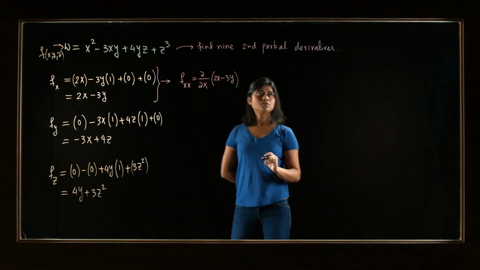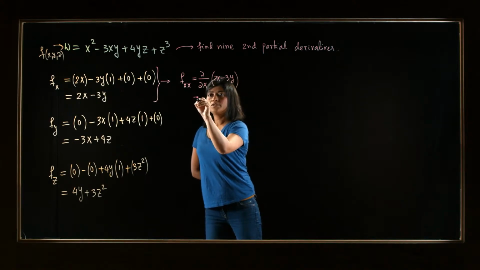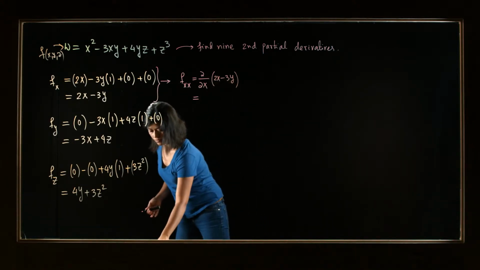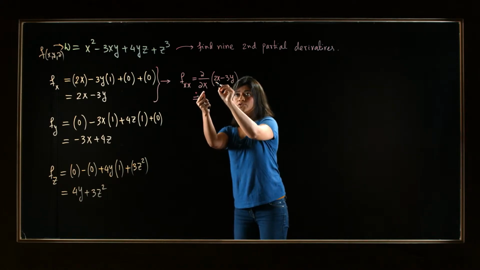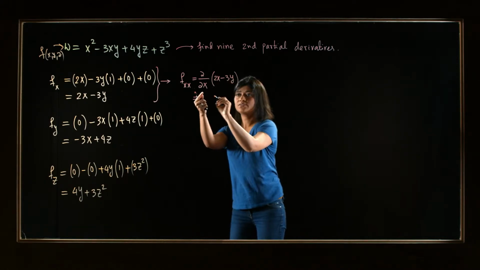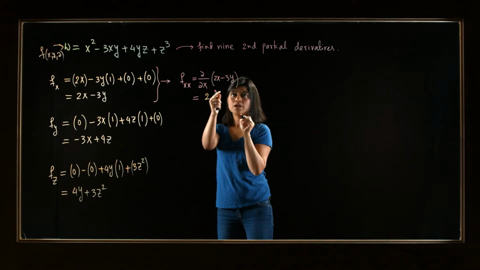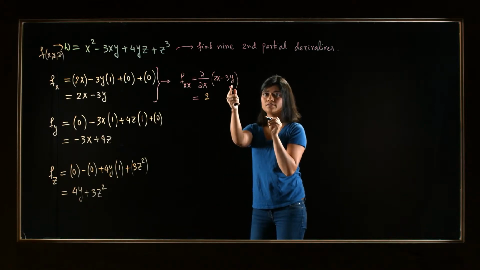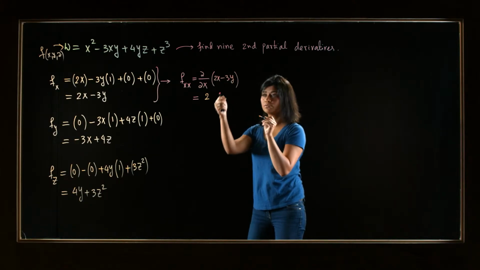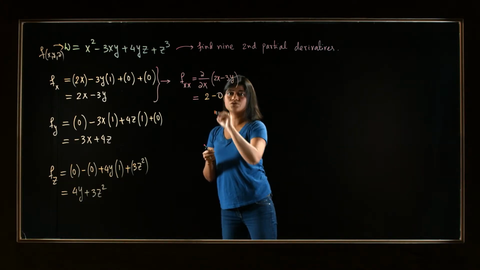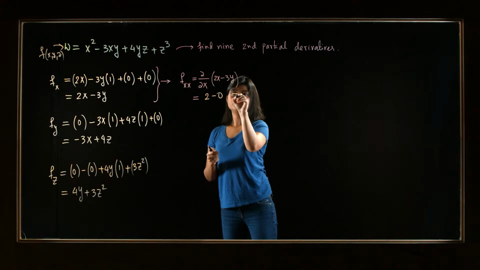So let's think about it. This is with respect to x. So the derivative of 2x is 2. And for the derivative of 3y, y is constant, right? Because it's with respect to x. So this derivative is 0. So this is 2 minus 0, so this derivative is just 2.